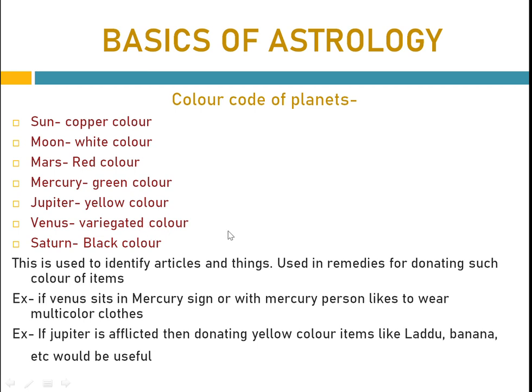So if Venus aspects the fourth house, because the fourth house also denotes cloth, or Venus is sitting with the fourth house lord or with the Moon, the person may like wearing a multicolor or variegated color shirt. Venus is white also, so the person may go for a white shirt also. This is how we can use it. These are the significations. Suppose Venus sits in the Mercury sign, so the person likes to wear multicolor cloth.